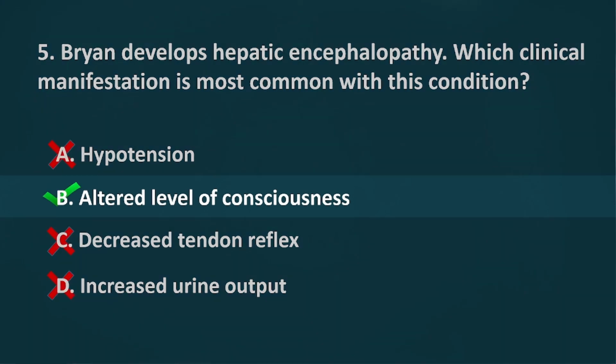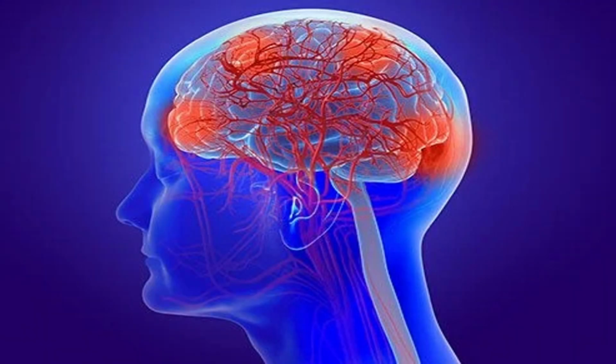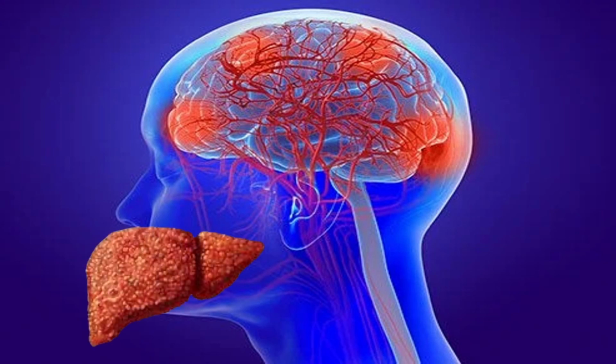The correct answer is letter B, altered level of consciousness. Encephalopathy is a condition in which the function of the brain is affected by certain illness or disease. Hepatic encephalopathy happens when the liver is unable to convert the protein metabolic product ammonia to urea, which results in accumulation in the blood, damaging the brain cells, leading to changes in behavior and level of consciousness of a patient.